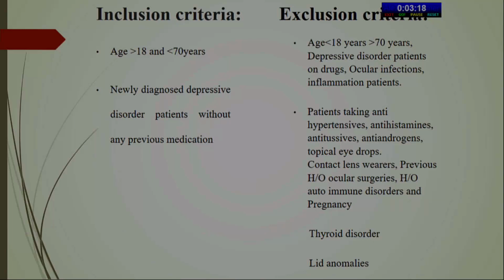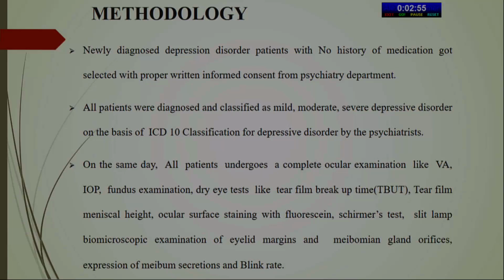Patients of age less than 18 years and more than 70 years, depressive disorder patients on drugs, ocular infection, inflammation patients, those taking antihypertensives, antihistaminics, anti-tussives, anti-androgens, topical eye drops, contact lens wearers, previous history of ocular surgeries, history of autoimmune disorders, pregnancy, thyroid disorders and lid anomalies were excluded from the study. Methodology: newly diagnosed depressive disorder patients with no history of medication were selected with proper written informed consent from the Psychiatry Department. All patients were diagnosed and classified as mild, moderate, or severe depressive disorder on the basis of ICD-10 classification by the psychiatrist.